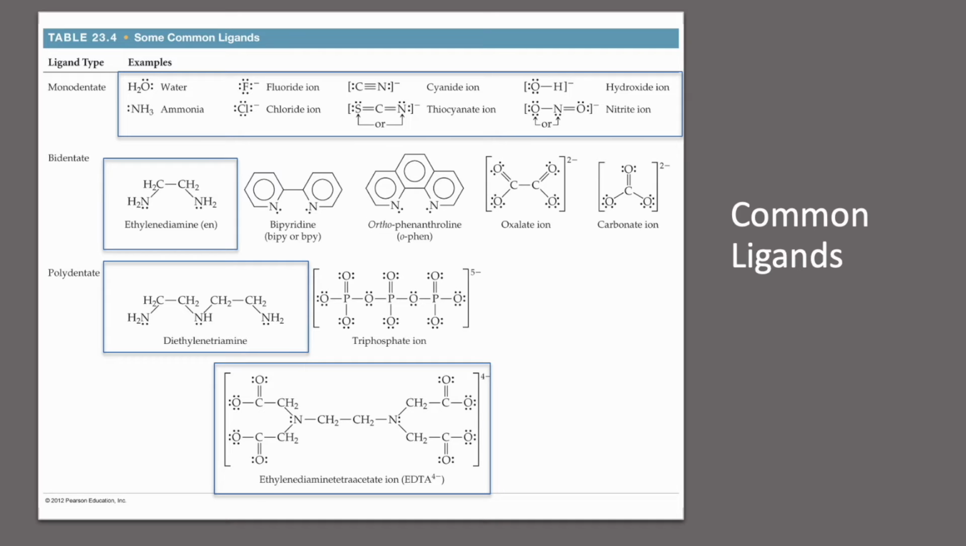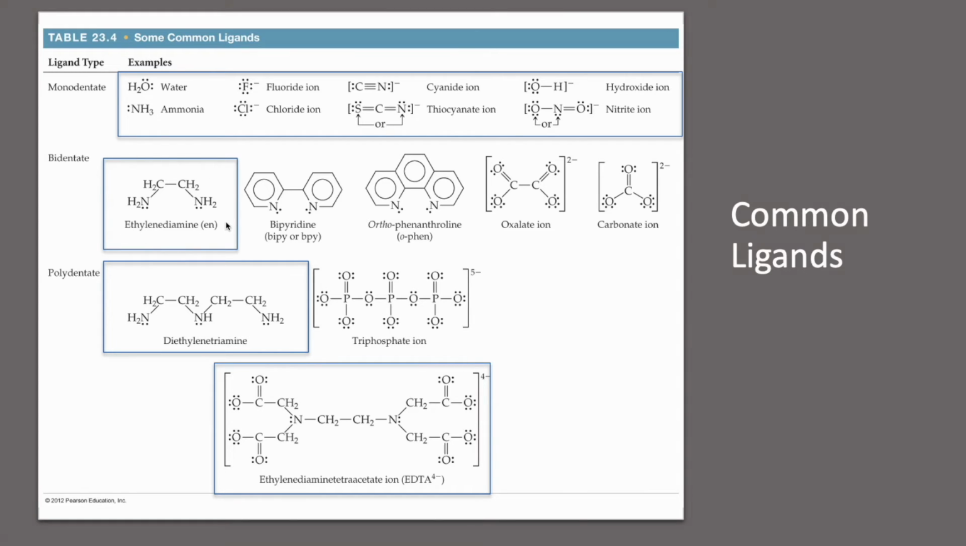There are a bunch of ligands that you should be aware of. All of these are monodentate ligands. Monodentate just means they form one bond. Dentate is like tooth, so it has like one tooth where it's going to attach to that metal ion. Water, ammonia, fluoride, chloride, cyanide, thiocyanate, hydroxide, and nitrite are very common monodentate ligands. All of them have the same thing in common. They have these lone pairs of electrons, and most of them also have a negative charge, which helps them donate those electrons.